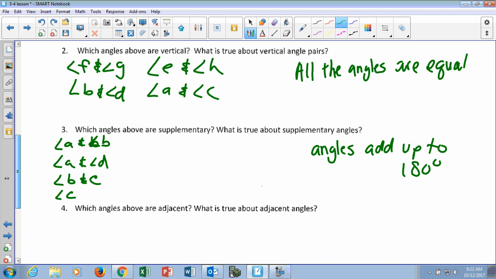Don't we have that one up here? Yeah, we have B and C. So what else is C with? C and D. Good. I think that takes care of all the angles at the top part, right?